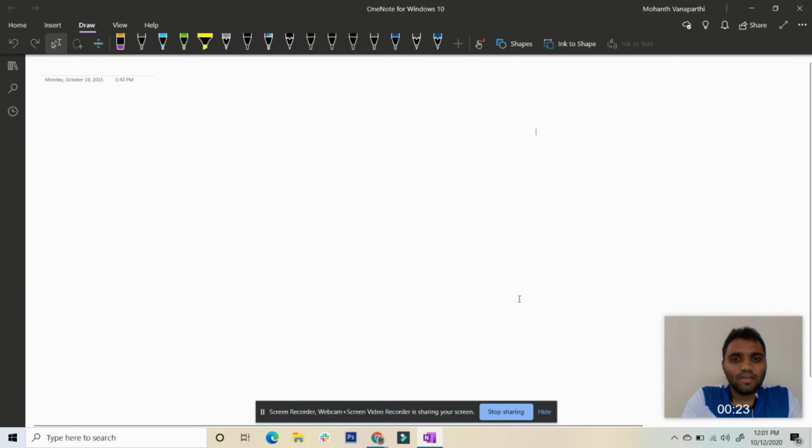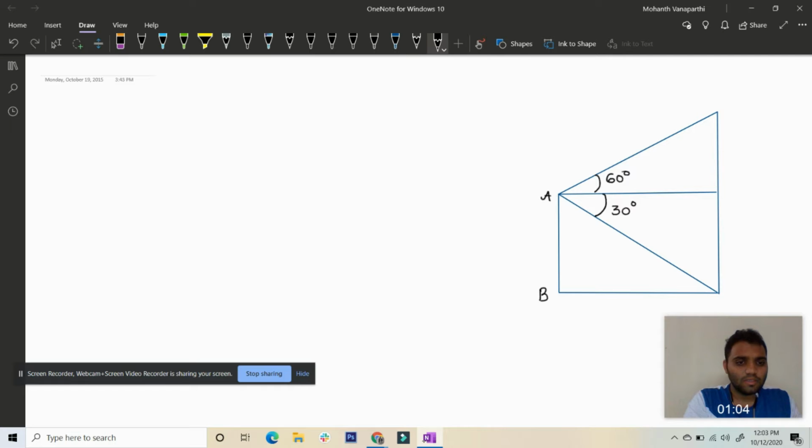Now we shall represent the given question in a diagrammatic way. AB represents the length of the building, which is given as 7 meters, and CD represents the length of the tower, which we have to find out. The building is perpendicular to the ground, and the tower is also perpendicular to the ground.